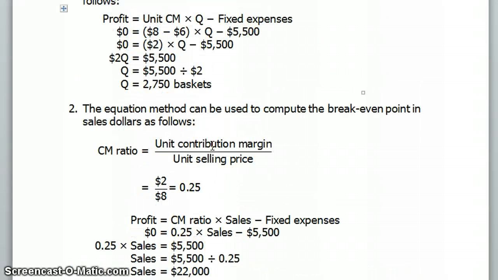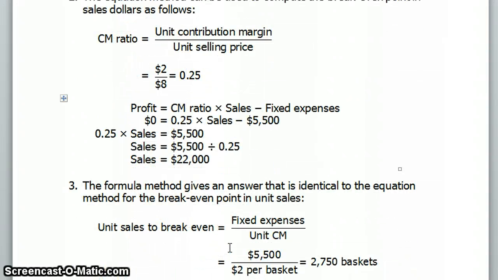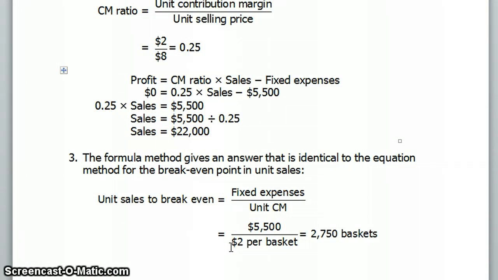needed to break even. In this particular situation on the equation method, once again, profit equals the contribution margin ratio multiplied by sales minus fixed cost. Break even in this particular situation, as we know, is 0, equals 0.25 times sales less the $5,500 of fixed cost. We isolate the sales on one side of the equation. We have 0.25 sales, that's what we're looking for, equals 5,500. Sales equals 5,500 divided by 0.25. Sales equal $22,000.